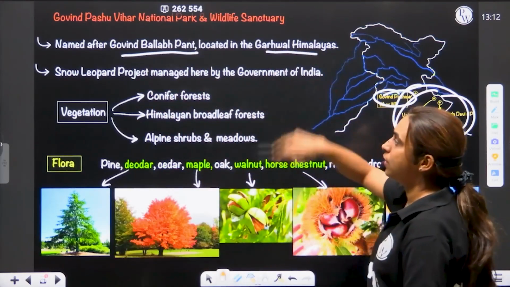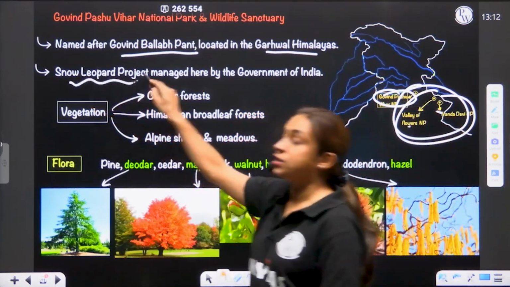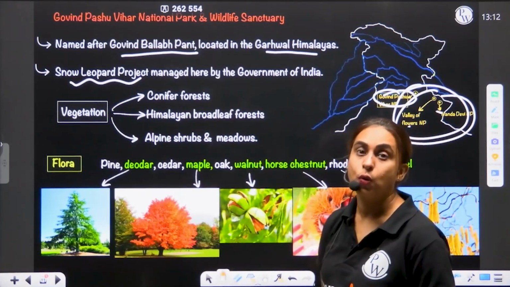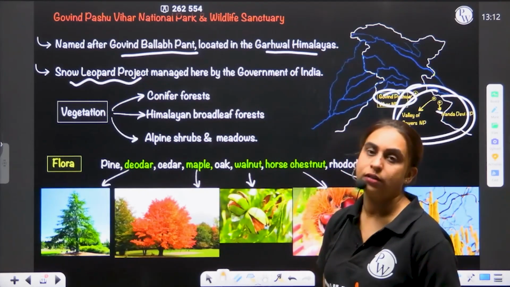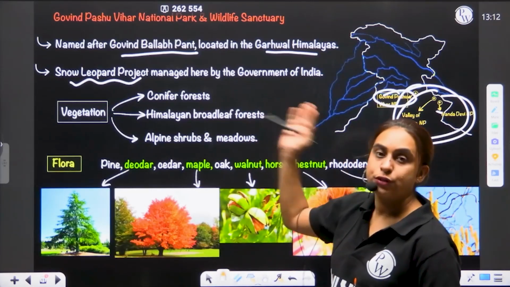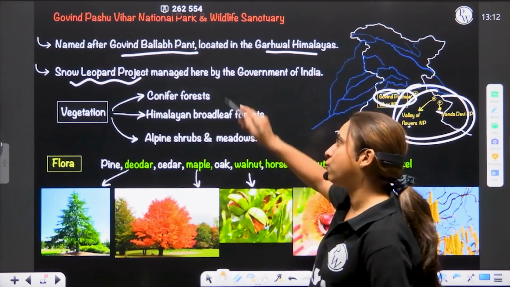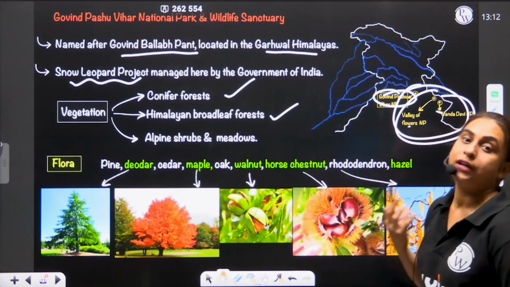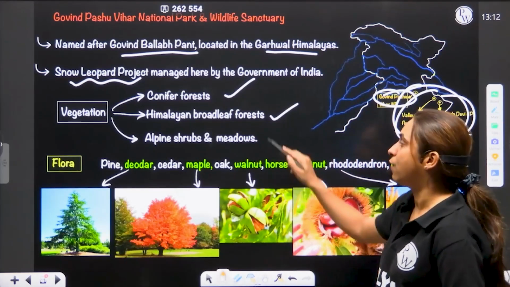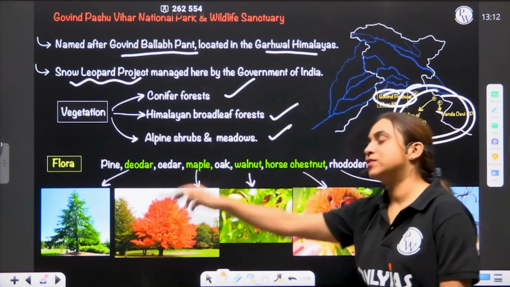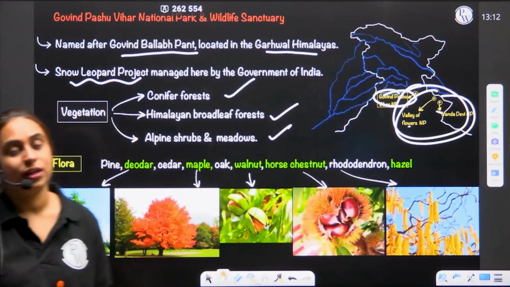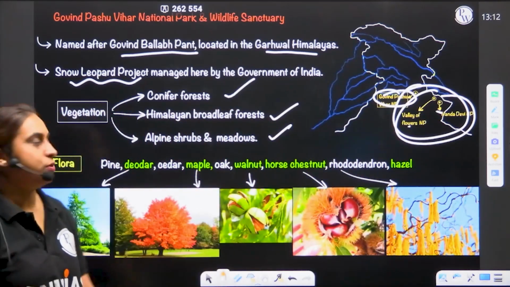In the Garhwal Himalayas, there are projects for the conservation of the snow leopard. Government of India has launched a snow leopard conservation project that is being managed from here. The vegetation: you will have coniferous forest, you have Himalayan broadleaf forest, that is your temperate deciduous forest, you have shrubs, you have meadows, similarly pine, deodar, maple, oak, walnut, chestnut. These are part of the temperate deciduous forest.